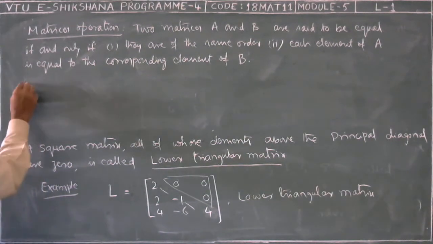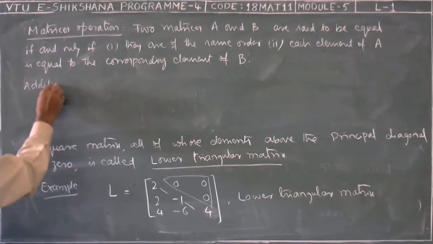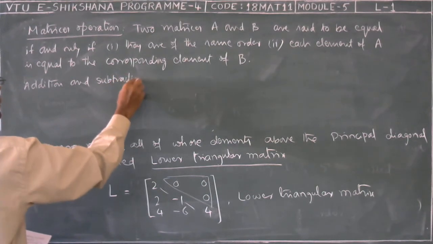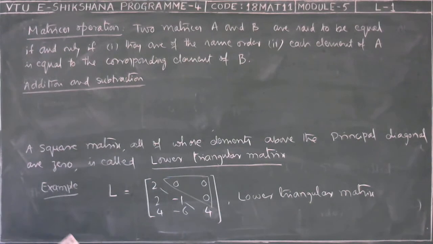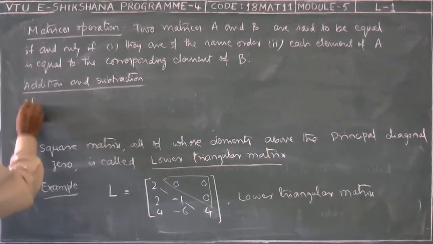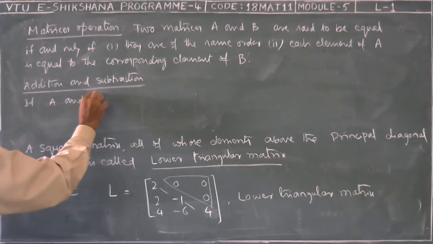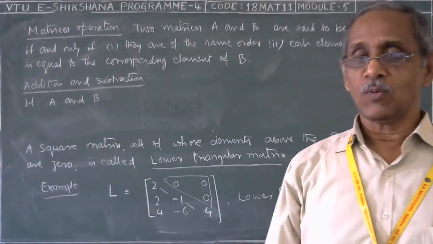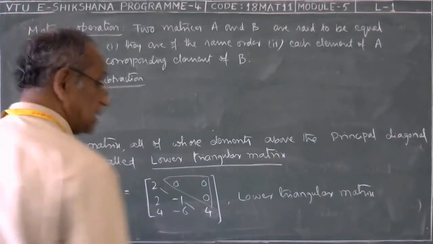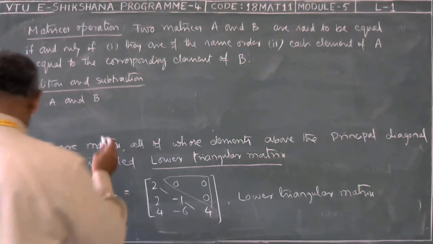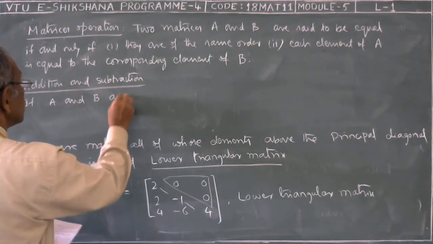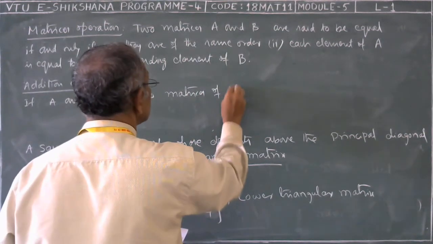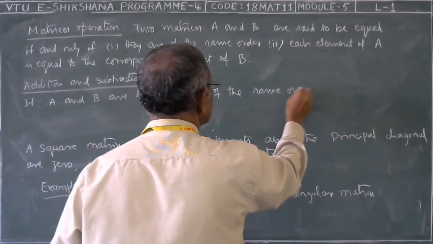Addition and subtraction. Are the two matrices of the same order? So here we can add two matrices only if they are of the same order. Otherwise we cannot proceed with addition or subtraction. A and B are two matrices of the same order.